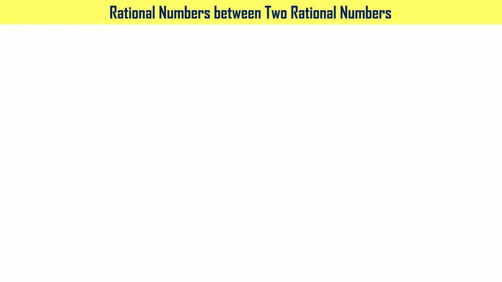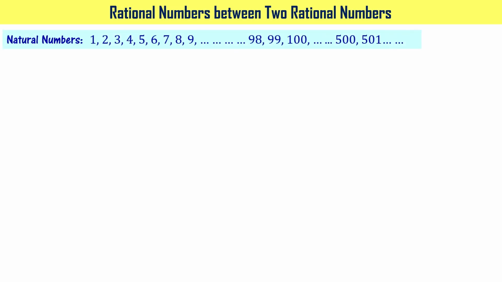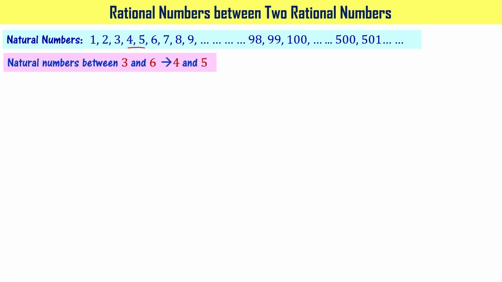Let's understand now about rational numbers between two rational numbers. We have seen natural numbers, those are 1, 2, 3, 4, 5, 6, 7, 8, and so on, right? For example, if I am asking you to write natural numbers between 3 and 6, you can say that between 3 and 6 there are two numbers, 4 and 5, right? So answer is 4 and 5, clear.